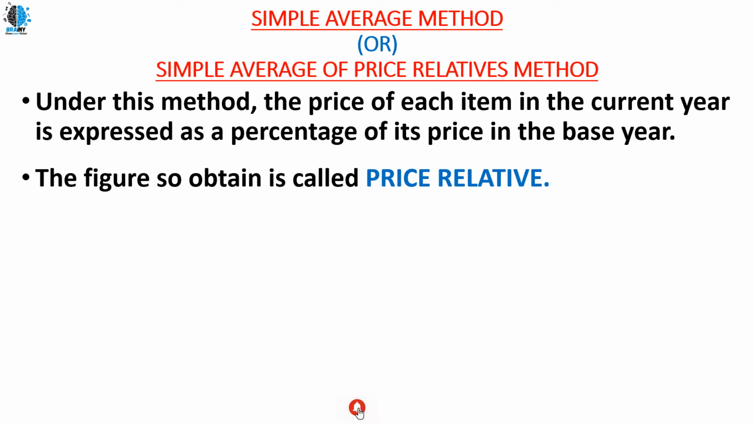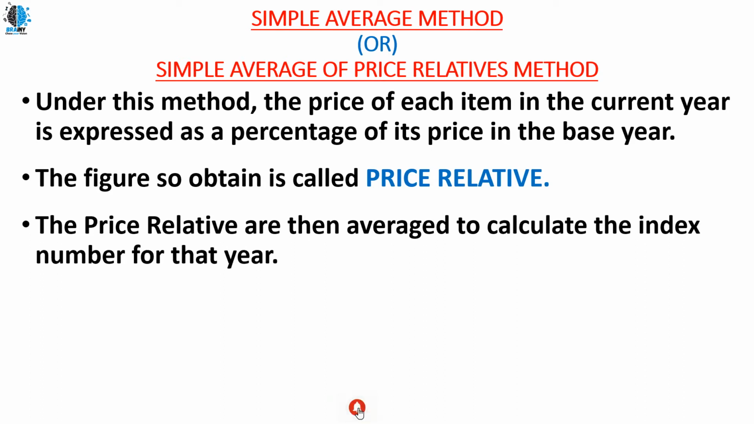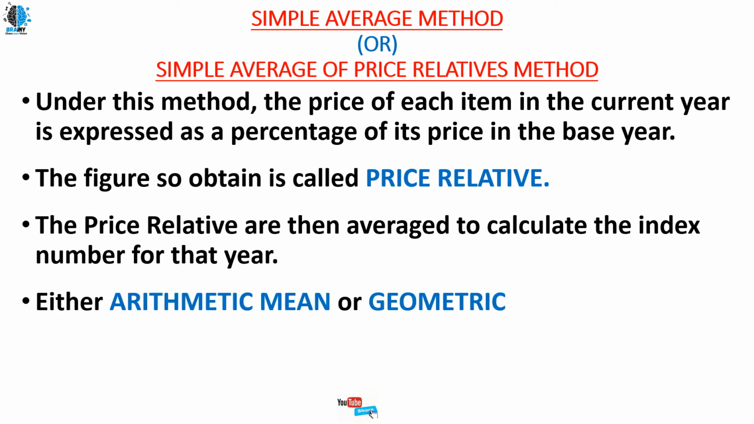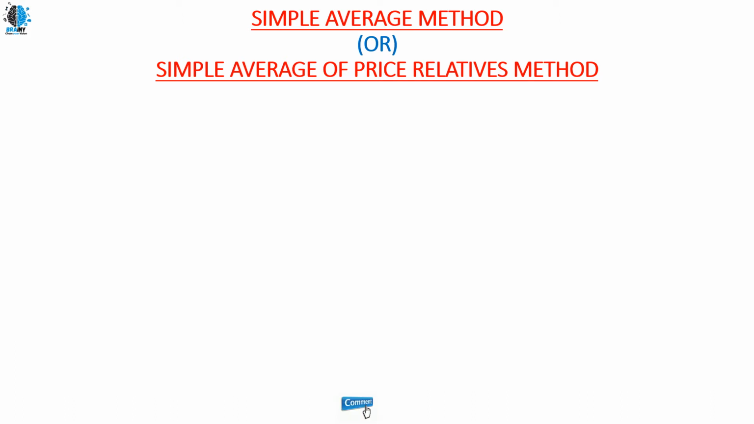To obtain the index number in simple average method, first we need to find the price relative. The price relatives are then averaged to calculate the index number for that year. We will be using either arithmetic mean or geometric mean to obtain the price relative index number.